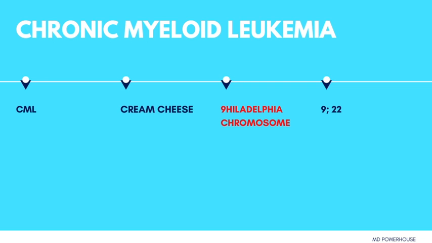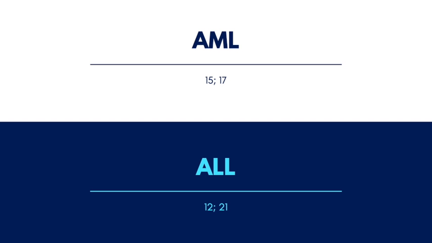Another high-yield point to note is that this 9;22 chromosomal translocation leads to the formation of a new gene called BCR-ABL1. And this is an extremely high-yield association with CML. Another high-yield point is the translocations for AML and ALL. So for AML, that includes translocations between chromosome 15 and 17. While for ALL, that includes translocations between 12 and 21.